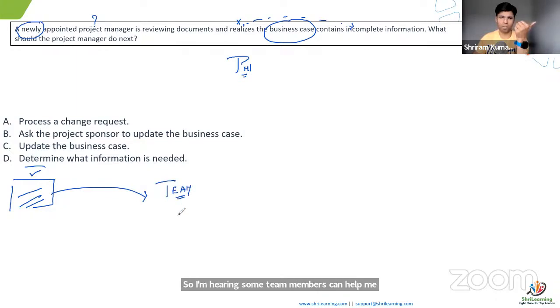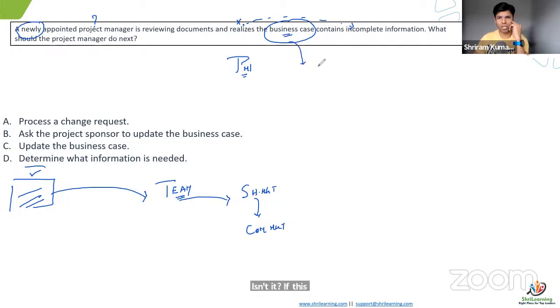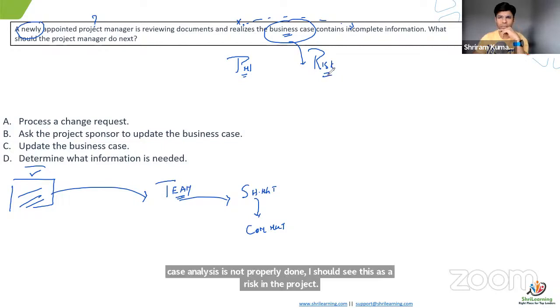For example, we said PMO, we said sponsor, we said key stakeholders. You may bring some other names. But for this, PMI gives something called stakeholder management. Shri, will stakeholder management alone help me? No, I should have something called communication management, isn't it? If this business case analysis is not properly done, I should see this as a risk in the project. Is it a risk in the project? Yes, it could be a risk in future.